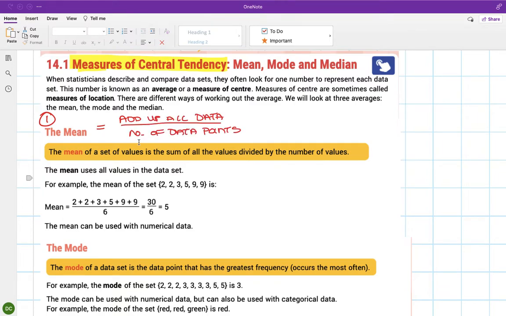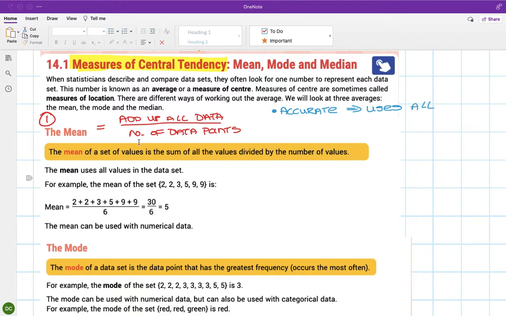Okay, so you add up all the data and you divide by the number of data points. Just a couple of points about the mean. It's very accurate because it uses all the data. As I said, you add them all up and divide by the number of data points. So it's a really, really accurate way of calculating an average, but it's not always appropriate.